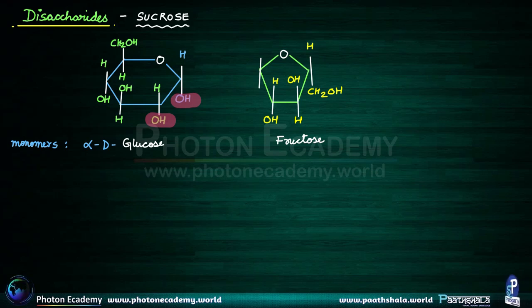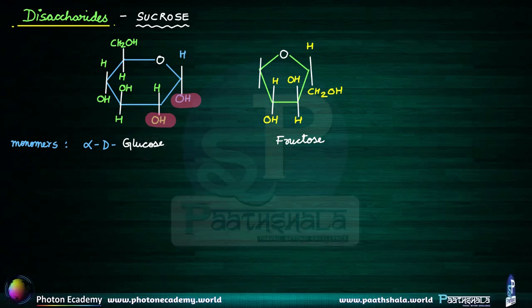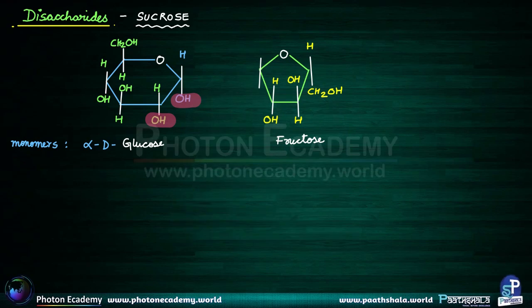So what was the difference between them? In the alpha D fructose, we had the OH and the CH2OH lying at cis position to each other in the first and the second carbon respectively. And in the beta D fructose, we had them lying at trans position. So all the CH2OH as well as the OH were lying at trans to each other. So now in fructose, we are going to be using the beta D fructose.